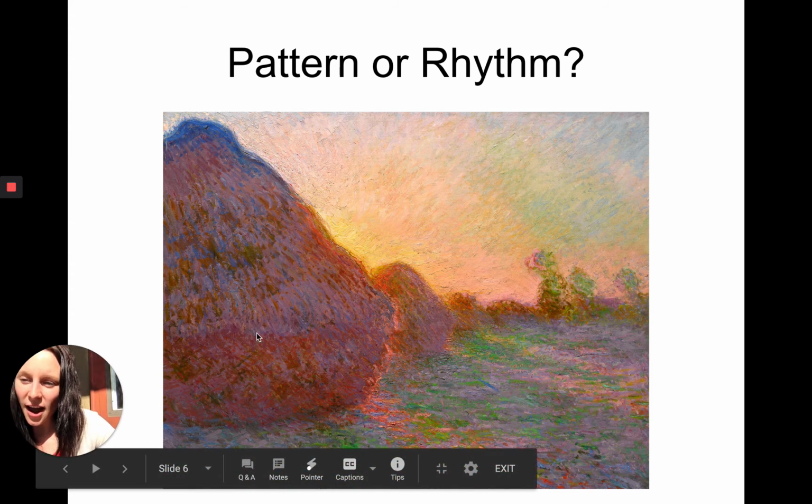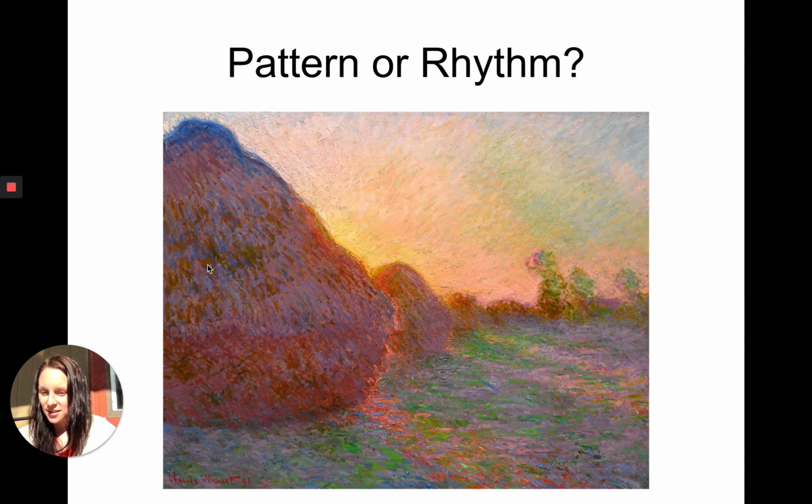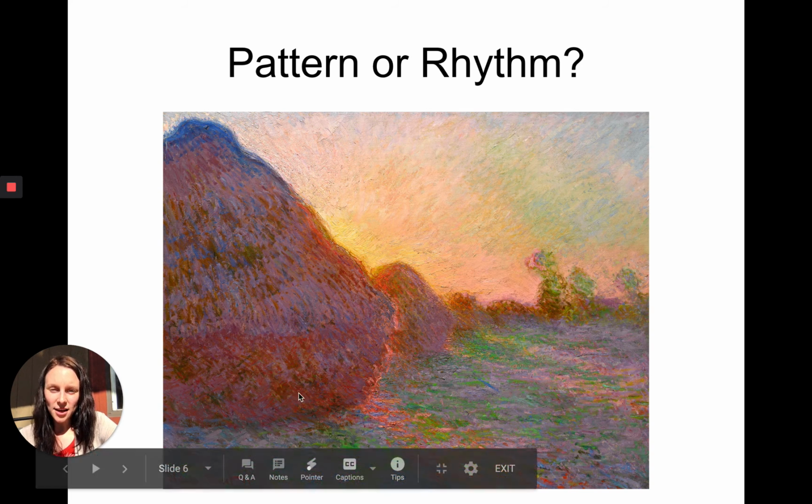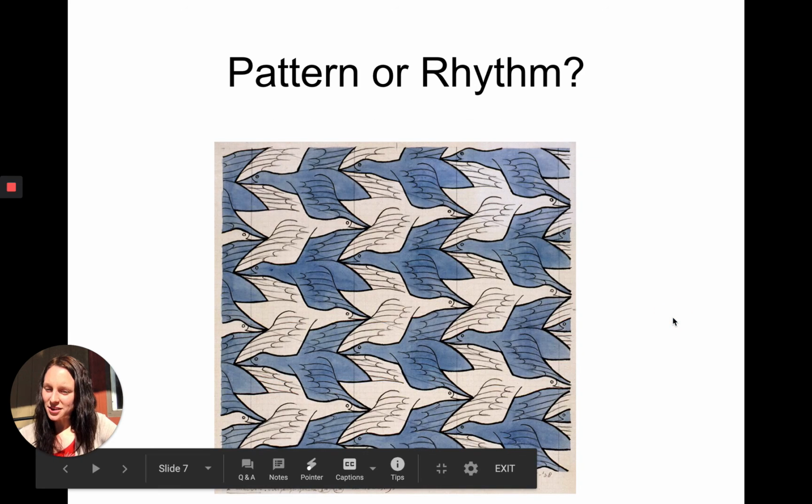Okay, so here we have a painting by Claude Monet of haystacks. Take a minute and decide for yourself, do you think this painting has pattern or does it have rhythm? If you were to extend this, you could probably guess there would be haystacks in the piece, but you wouldn't be 100% sure what those haystacks would look like, what colors he'd use, and what sizes he would create them with. So this piece has rhythm. So if you guessed rhythm, good job.